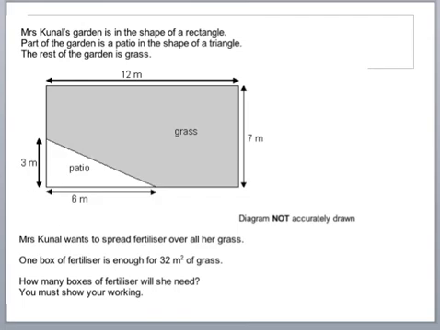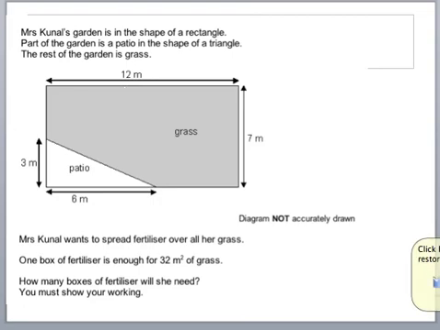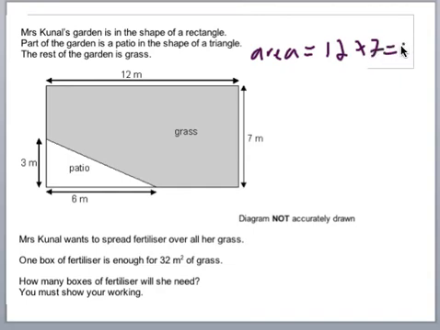Now from this I immediately know that one of the things I'm going to need to do is work out the area of grass. So again, a couple of different ways I could do this. The way in which I'm going to do it is I'm going to work out the area of the whole garden and then take away the area of the patio. So to work out the area of the whole garden, I'm going to do again 12 times 7. 12 times 7 is going to give me an answer of 84 meters squared. So the whole area of the garden is 84 meters squared.